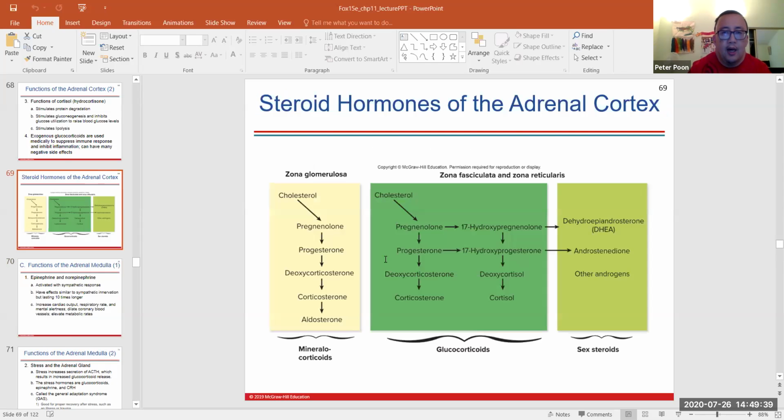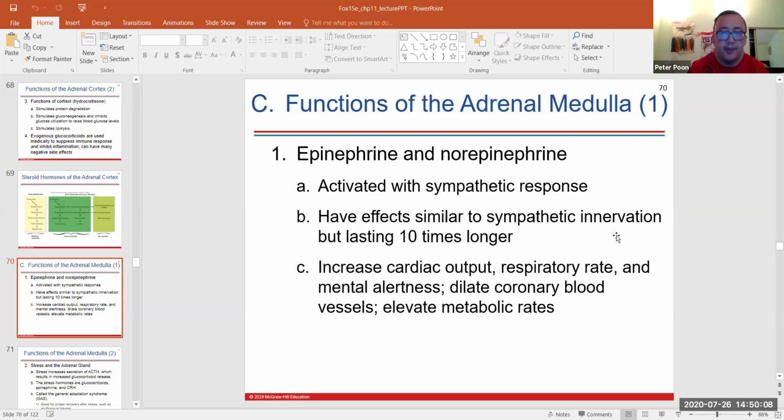The last one, DHEA: these are weak androgens that turn you more male. I don't think anything much happens to you. In males, getting too much DHEA doesn't do anything. In females, however, it does make you more male, so you have more male effects.